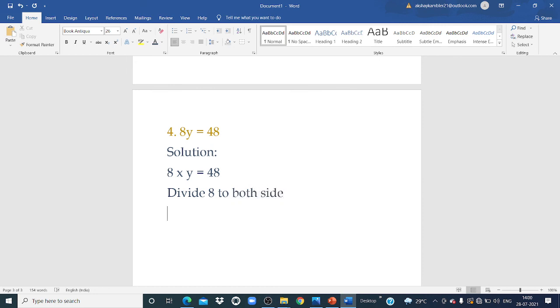So what will we get? 8 into y divided by 8 is equal to, what about the RHS? 48 divided by 8. So 8y divided by 8, the answer is y is equal to 48 divided by 8. Start the table of 8. Very good. Y is equal to 6. So what is the solution of this example? Y is equal to 6.